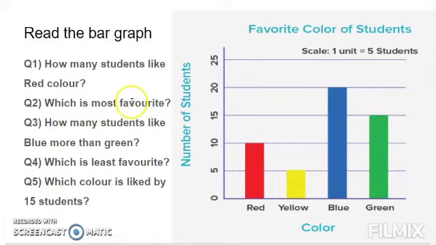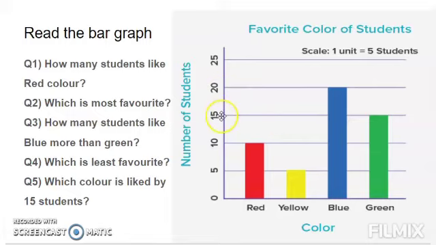Next question, which is the most favorite color? So the longest bar is the blue bar. So the most favorite color is blue. Next question, how many students like blue more than green? So for this, first we'll find out how many children like blue and how many children like green. So for blue, let us draw the line on the y-axis, and it comes out to be 20. For green, again we'll draw a line to check the number on the y-axis. It is 15.